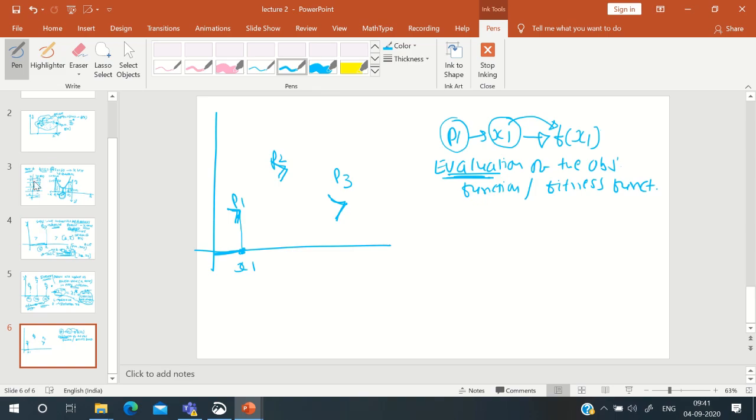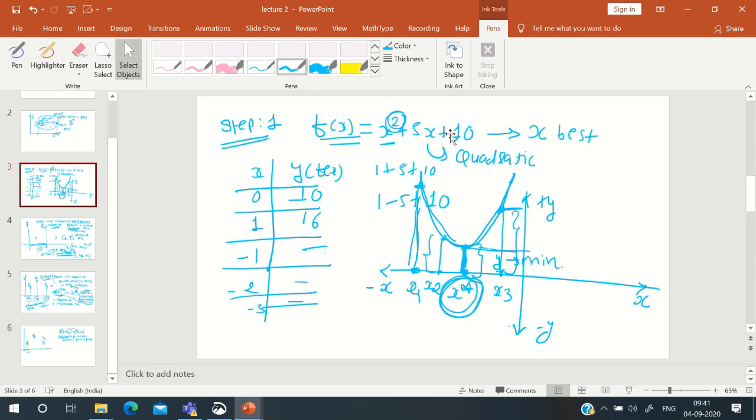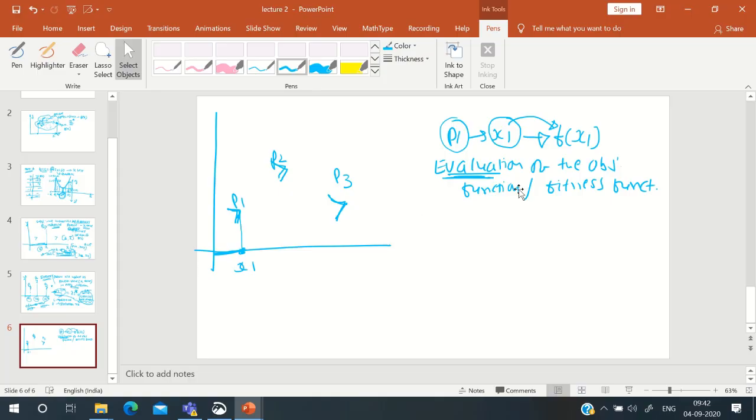Our equation was x squared plus 5x plus 10. So we have initialized some x value, replace x by that initialized value, and you will obtain the y value. It means the f of x value. This process is known as the evaluation of the objective function. Okay. Now the same procedure is carried out for all the remaining particles.